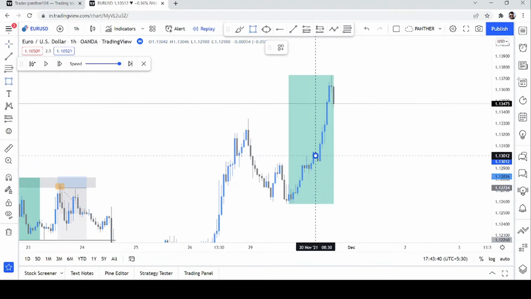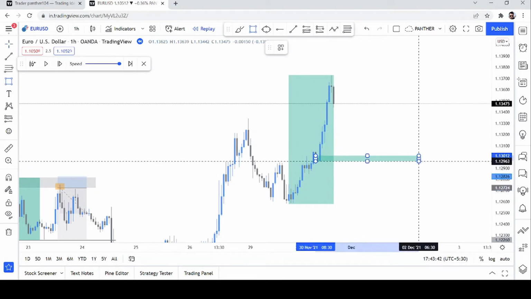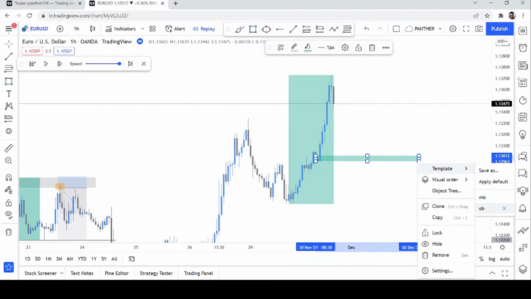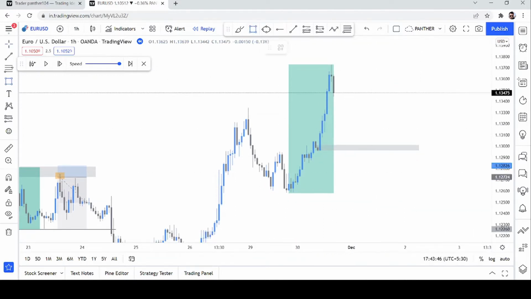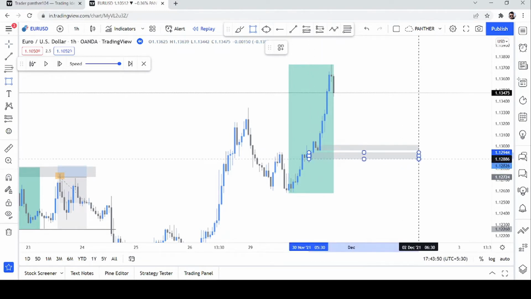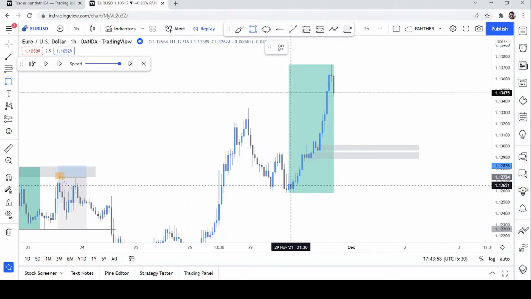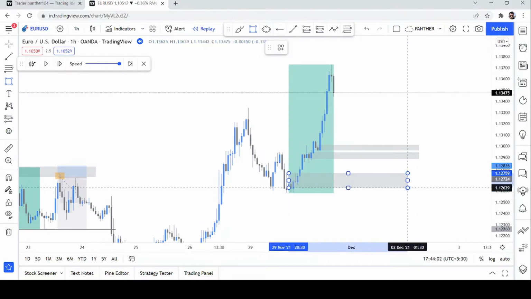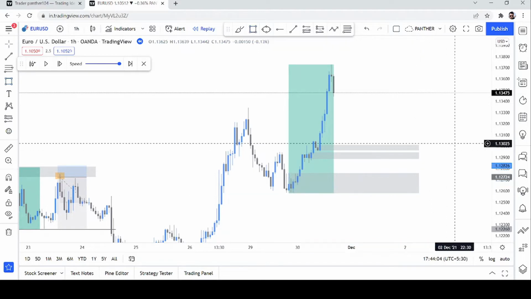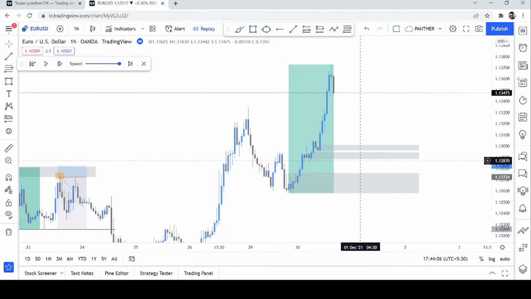In this case, I have certain areas that I might be interested to look for a buy. This is one. This is two. And possibly this right here. So when you have certain areas like this, are you just going to buy from here or here?